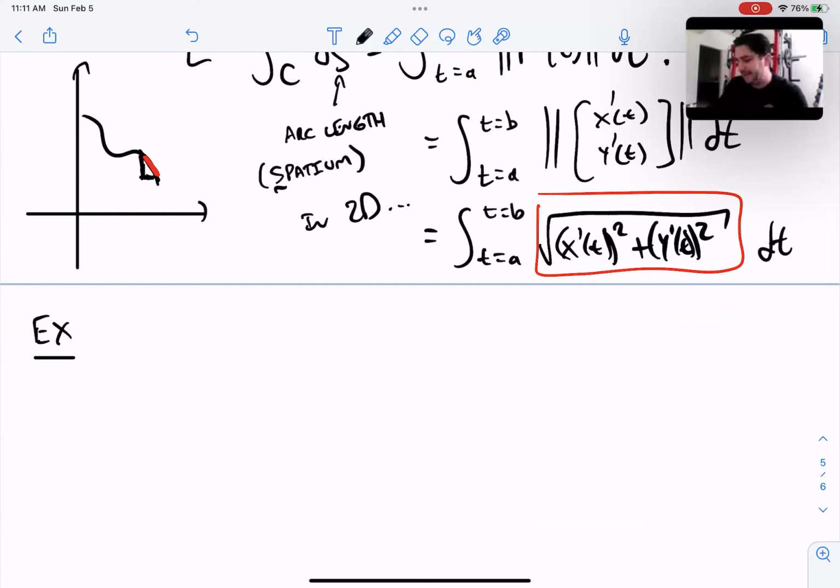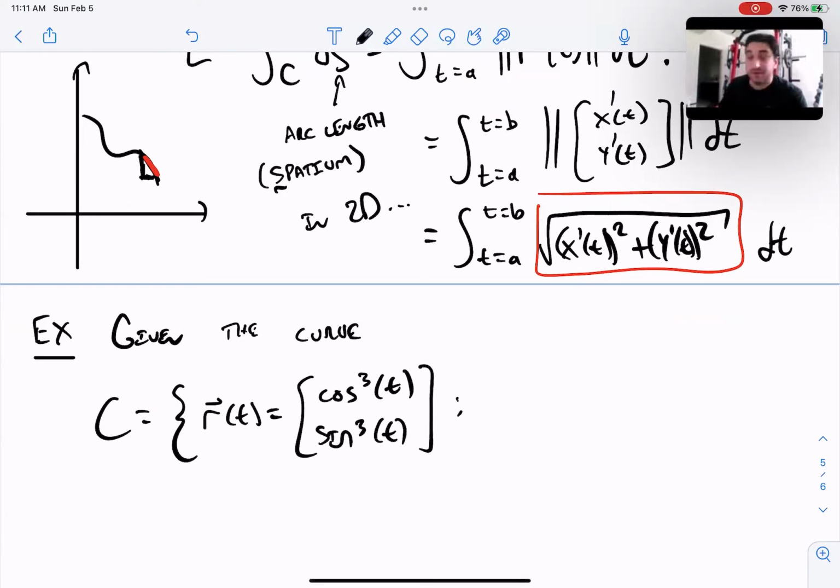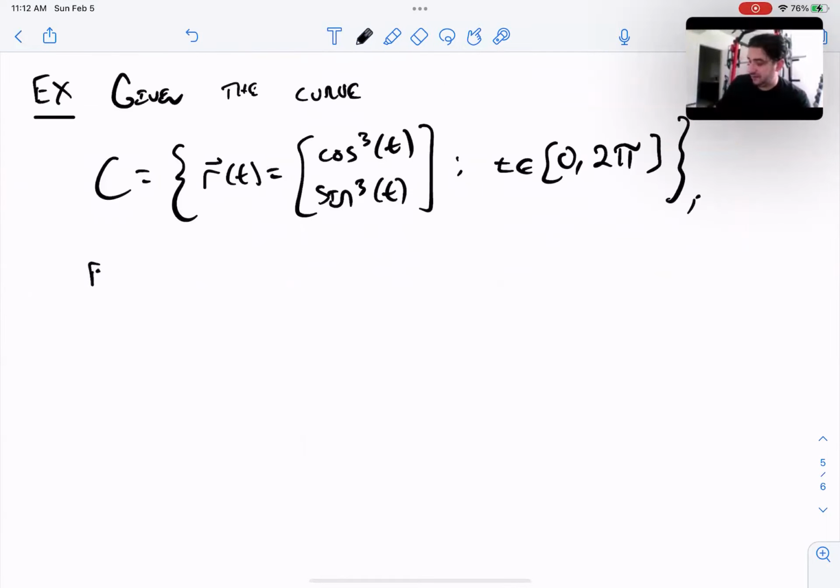So let's look at this curve. Let's say we're given the parametric curve that is essentially the unit circle, but I'm going to cube both of the coordinates. So instead of cosine, sine, I'm going to do cosine cubed, sine cubed. And we're still going to take a full lap around the circle. So given this curve, find its length.